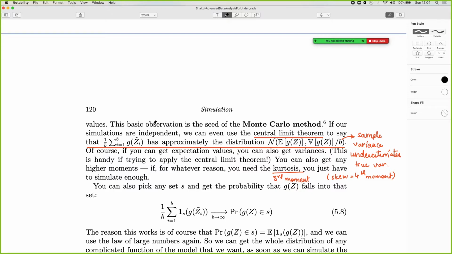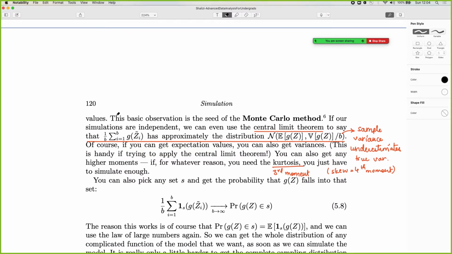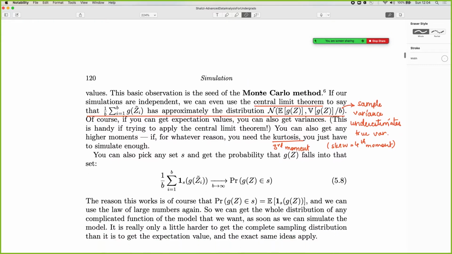And in the limit of a large number of samples, you also know that the central limit theorem can be applied to say that this will approximately represent a normal distribution centered at the expected value of g(z) with a variance equal to the variance of g(z) divided by B. So that is something you can say in the limit of a large number of samples.